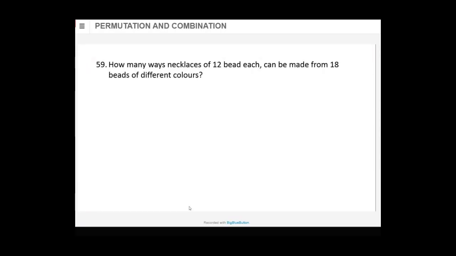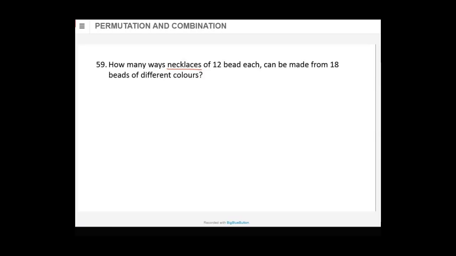Question number 59. How many necklaces of 12 beads each can be made from 18 beads of different colors? First of all, the sum is about a necklace, a garland. Your left neighbor and right neighbor should be different, and because of the word necklace, you'll have to divide by 2.